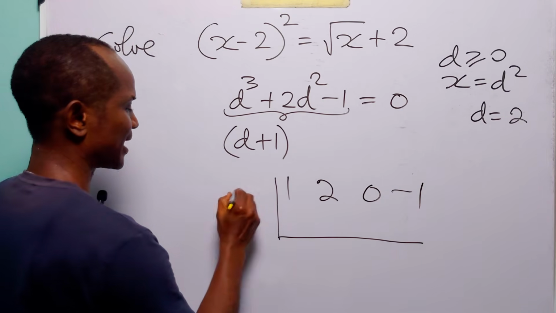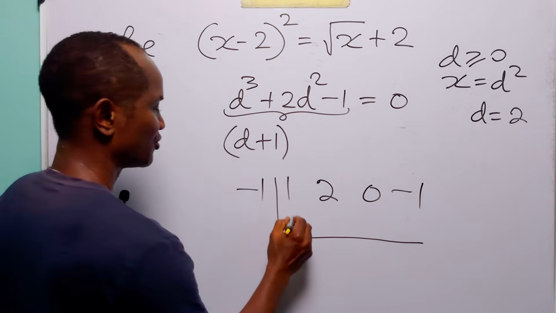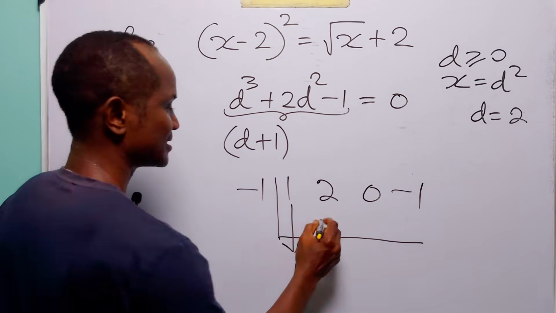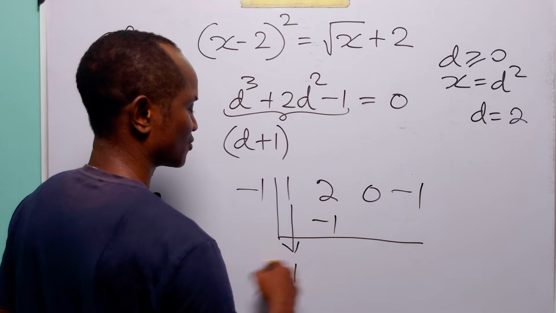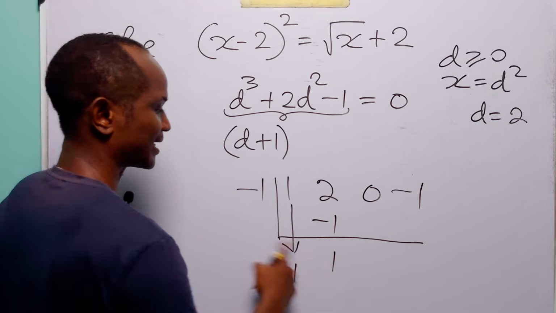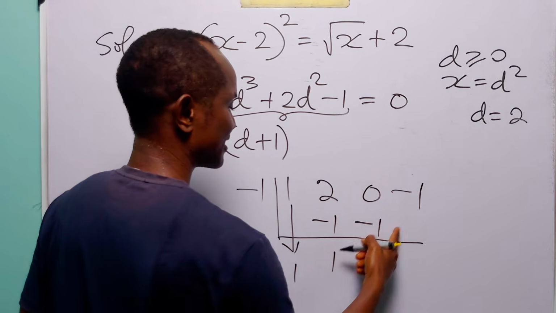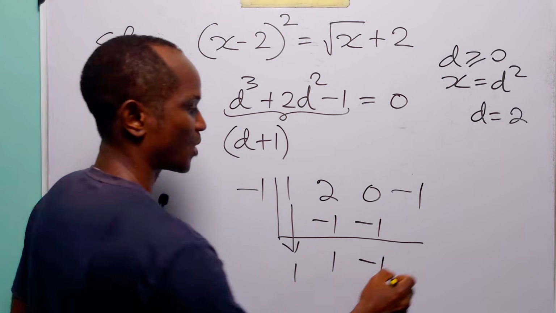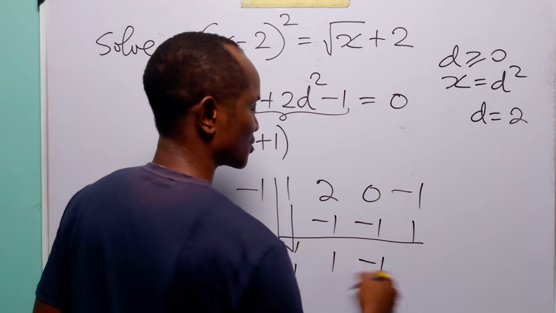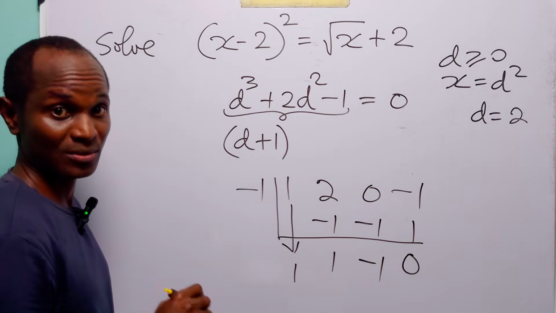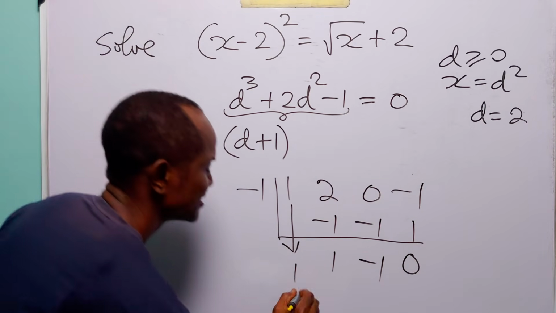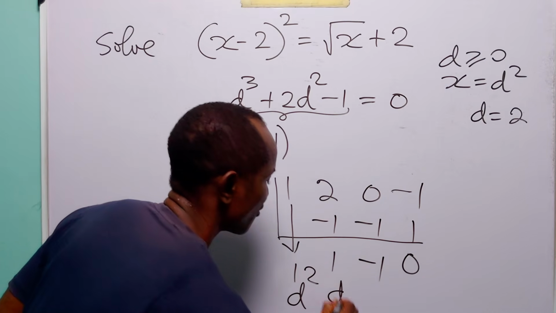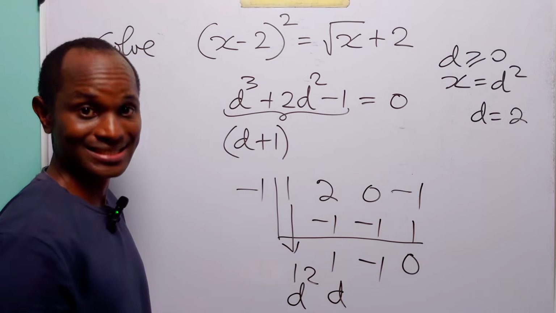And we are dividing by minus 1. Now you bring this down, so we have 1. Minus 1 times 1 is minus 1. 2 minus 1 is 1. Minus 1 times 1 is minus 1. 0 minus 1 is minus 1. Minus 1 times minus 1 is 1. Minus 1 plus 1 is equal to 0. Of course, now you know that this is the coefficient of d squared. This is the coefficient of d, and this is the constant term.